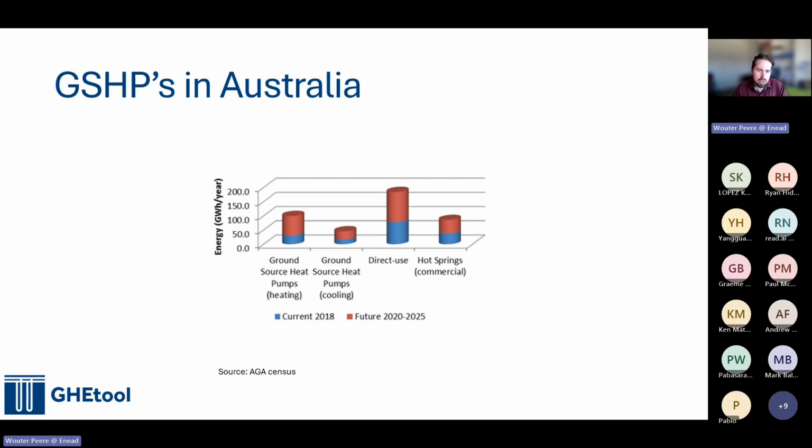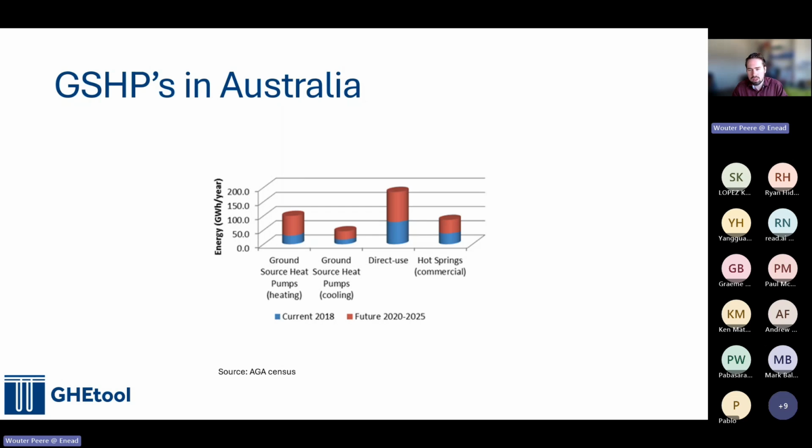But here to the left, we have our ground source heat pumps for both heating and cooling. In 2018, it was a rather modest part, but it was expected to increase towards 2025. So I'm really curious to hear next year whether or not we reach that target.